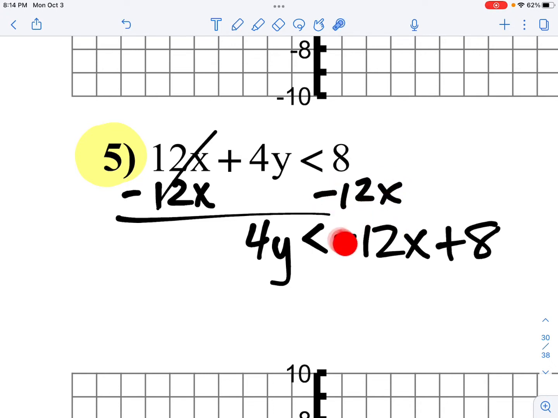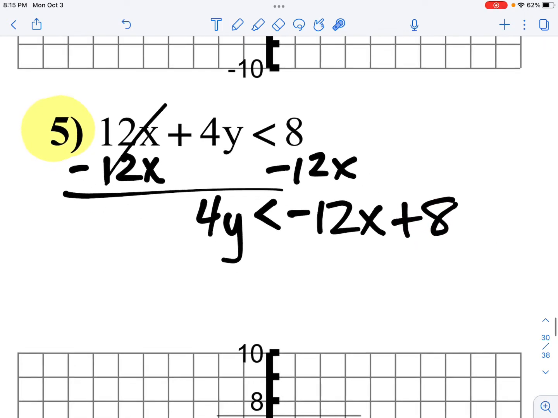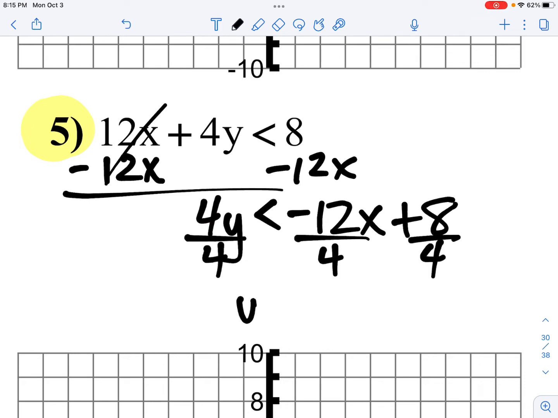Just keep the -12x the way that it is, and this is a positive 8, which is why I wrote +8. Now I need to get rid of this 4 because I want y by itself, so I'm going to divide everything by 4. So I get y less than -12 over 4 makes -3, and 8 over 4 makes 2.